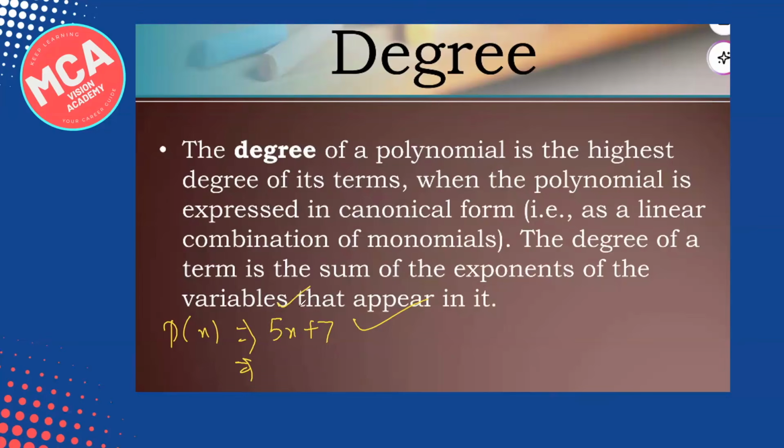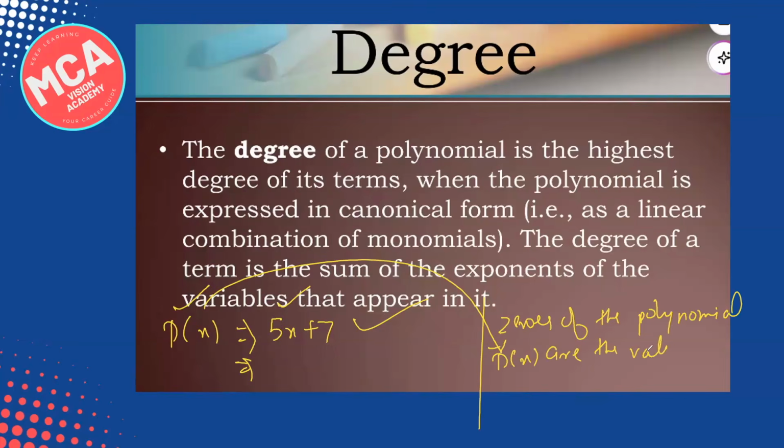Again I'm repeating, zeros of a polynomial p of x are the values of x such that p of x should be 0. The value of p of x should be equal to 0. ये 0 के बराबर होना चाहिए. Come on, get me the answer of this.